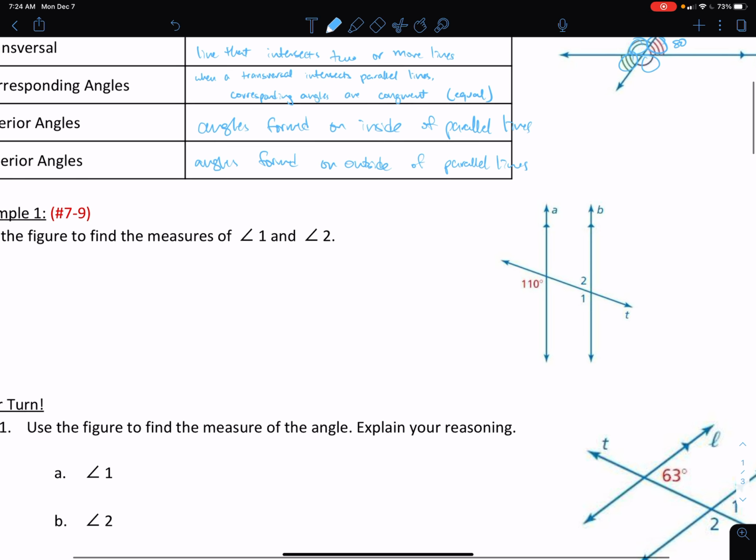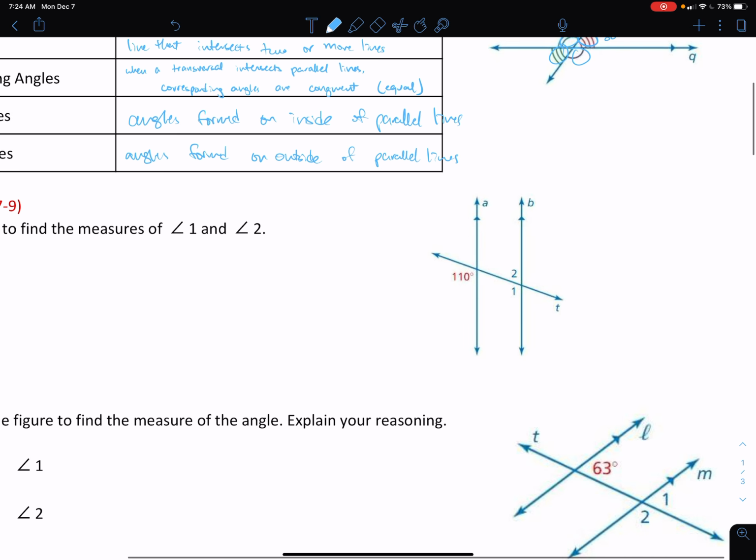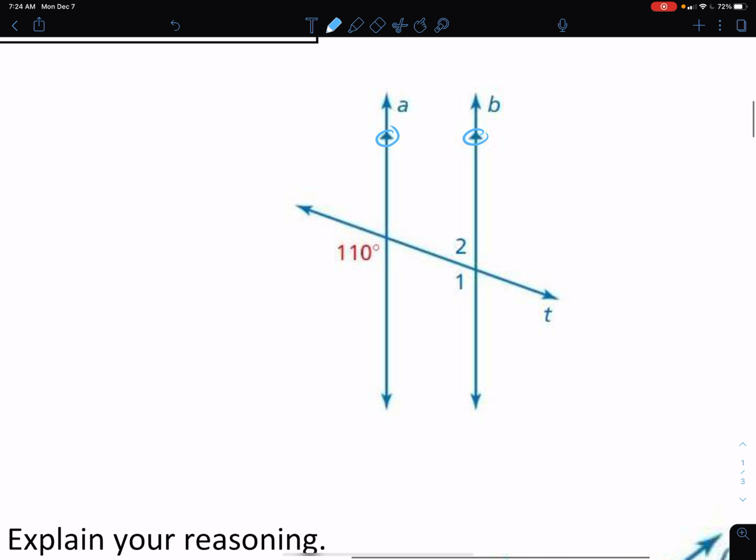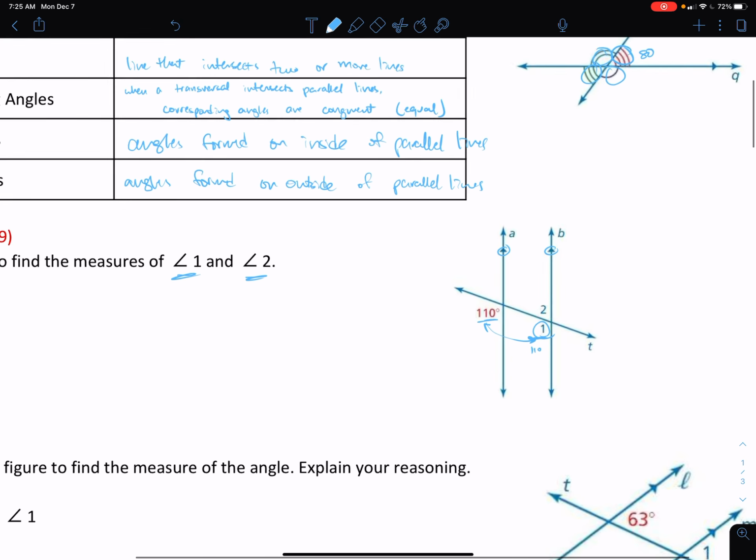Okay, moving on into example 1, use a figure to find the measures of angles 1 and 2. So a couple things, they're parallel. Okay. See angle 1. Angle 1, it looks like it corresponds to 110, right? They're on the same side. Well, not on the same side, but they're in the same position. Right? They correspond to each other. They're at the bottom left of both line A and line B. So therefore, angle 1 and 110 are equal. So angle 1 is equal to 110.